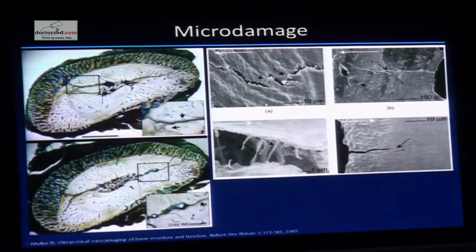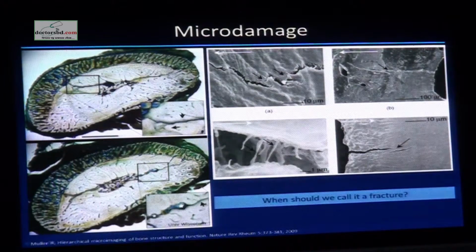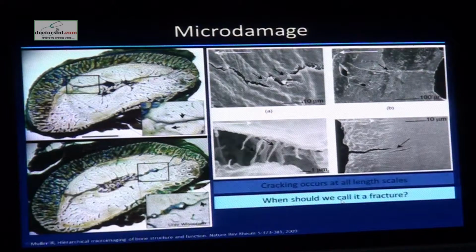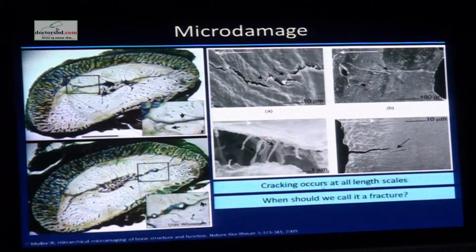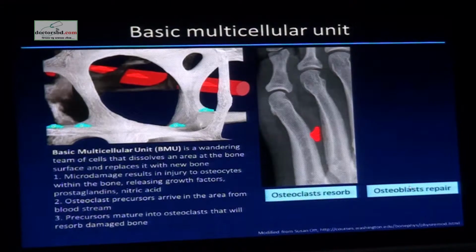Here are some electron microscopy images, obviously done in vitro, showing this type of micro-cracking that's taking place within the bone. And our question really becomes, when should we call this a fracture? Because this type of cracking is going to occur at all of the different length scales that I just mentioned. In clinical practice, we are going to focus on the damage only when it becomes macroscopic.